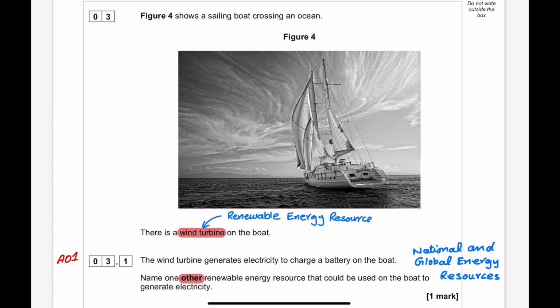So this question is from the national and the global energy resources. Wind turbine is actually a renewable energy resource. The turbine uses the wind energy to produce the electricity. The demand of the question is we need to give another renewable energy resource. The other renewable energy source which can be used on the boat can be solar energy.